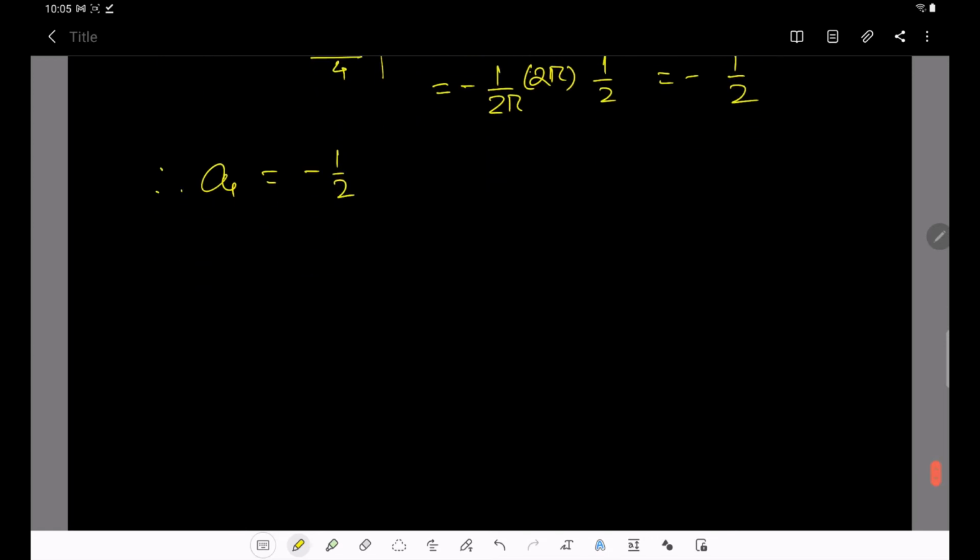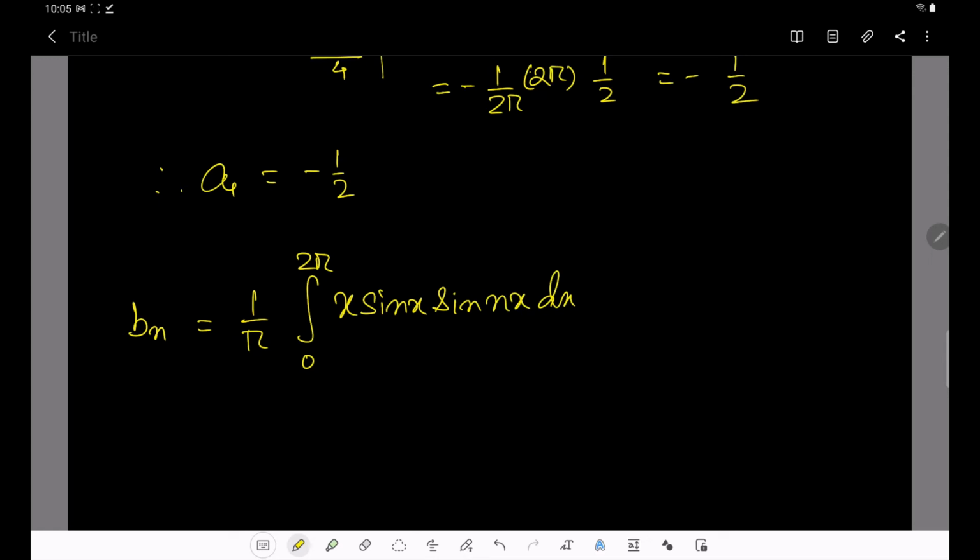Now we have to find b_n. b_n is equal to 1 by pi, 0 to 2 pi x sin x sin of nx dx. So we have to find the integration. I think it would be 0.